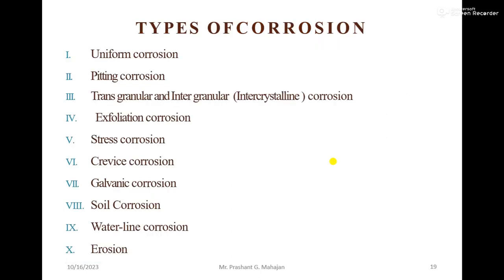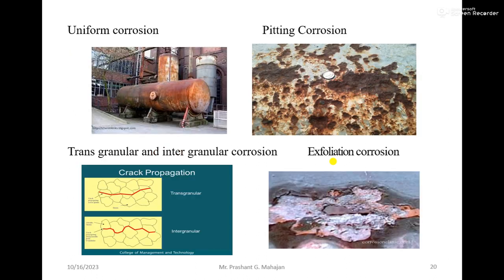Next, there are a few types of corrosion. That is, first is uniform, then pitting, transgranular, intergranular, exfoliation, stress corrosion, crevice, galvanic, soil corrosion, waterline corrosion, erosion corrosion. So the first example is uniform corrosion. You can see the steel tank or the steel container is uniformly corroded all over the surface. Then second is pitting corrosion, where pits are formed on the metal surface. And third is transgranular and intergranular.